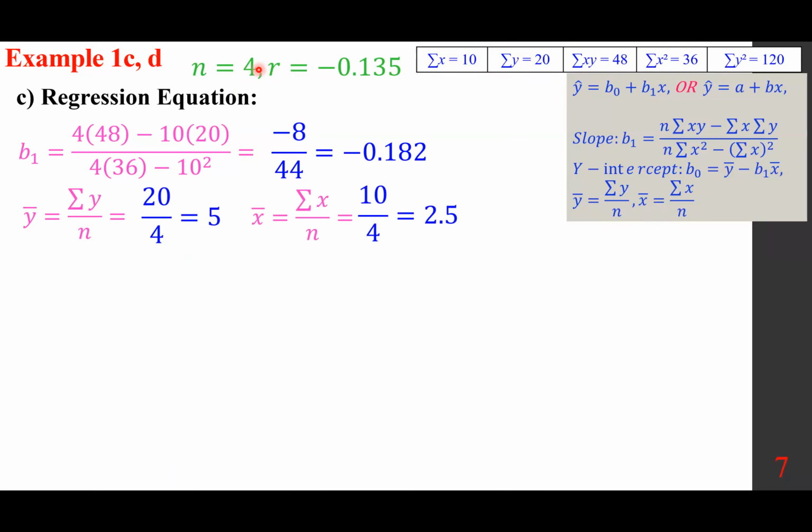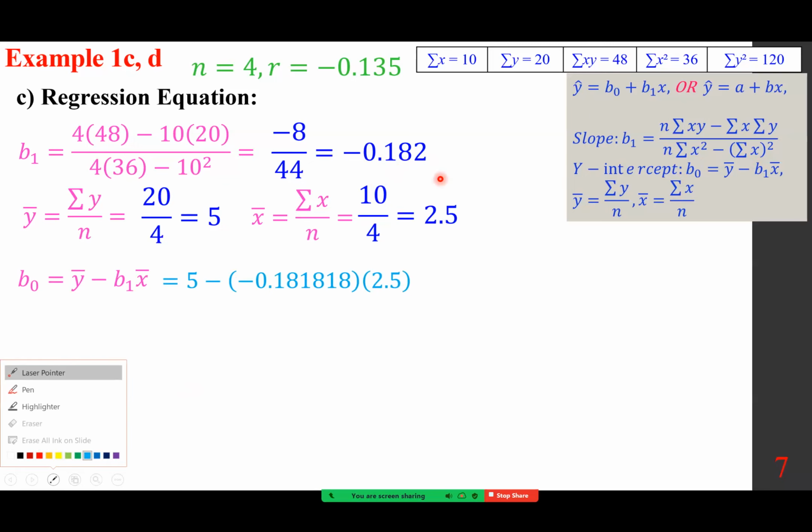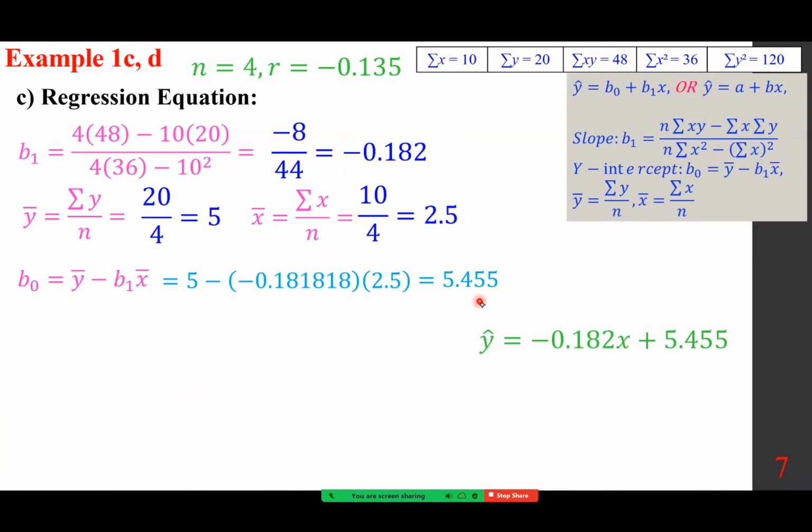Now I go to this formula and I say y bar, which is 5, minus b1. Now, when I put b1, I'm not going to put this. I'm going to actually use the calculator's value, and then times 2.5. Now for the calculated value, this is a rough estimate, but I'm using a lot more decimals here because you don't want to do the rounding in between. You want to do it at the end, and that gives you 5.455. And therefore, this is your regression equation.